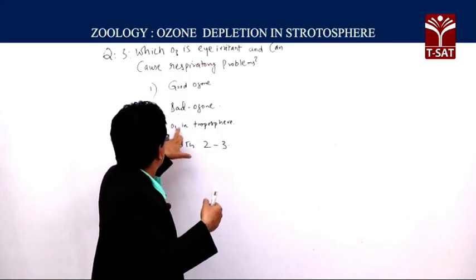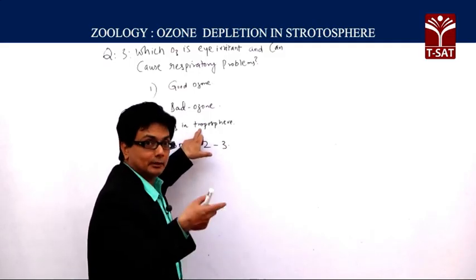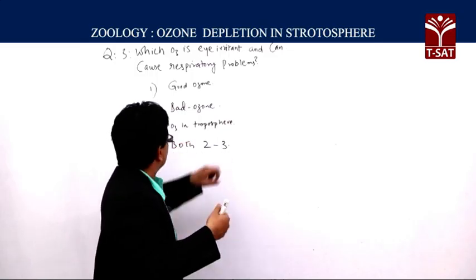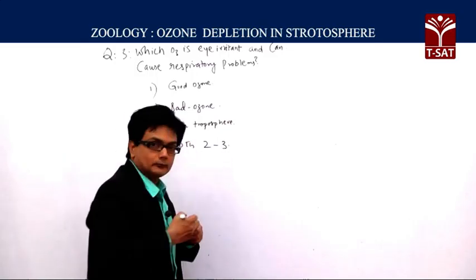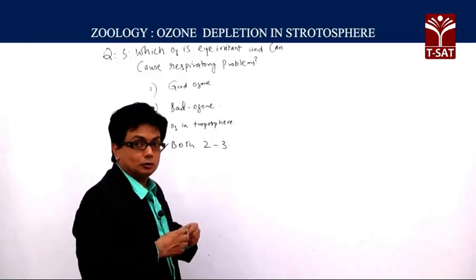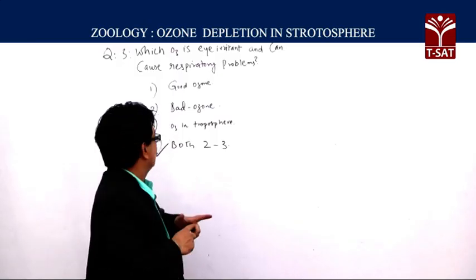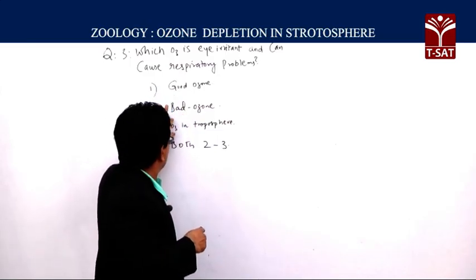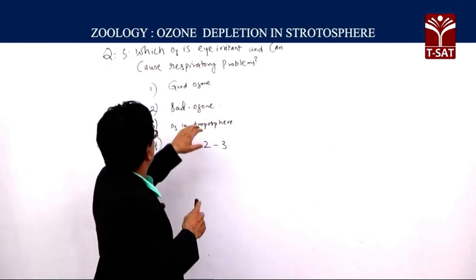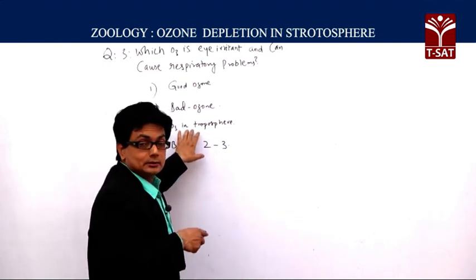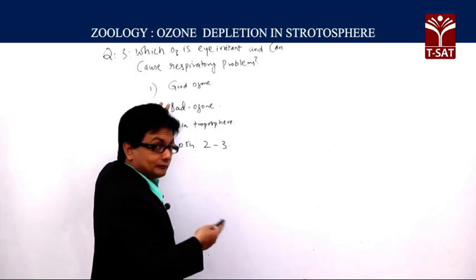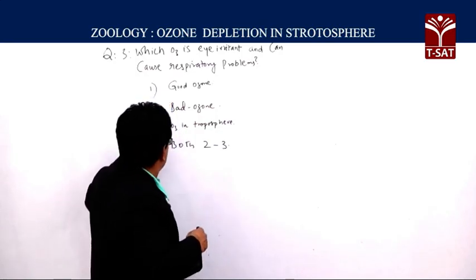And the third one, ozone in troposphere. That's what we are talking about. The bad ozone is the ozone in troposphere. And the fourth option is both 2 and 3. So this is the right answer. All the above cannot be a right answer if given, because good ozone is very useful, and bad ozone and ozone in troposphere. And we know the ozone is at times a secondary pollutant, and the secondary pollutant is the bad ozone, and that is the one which is in the troposphere. So 2 and 3 is the right answer.